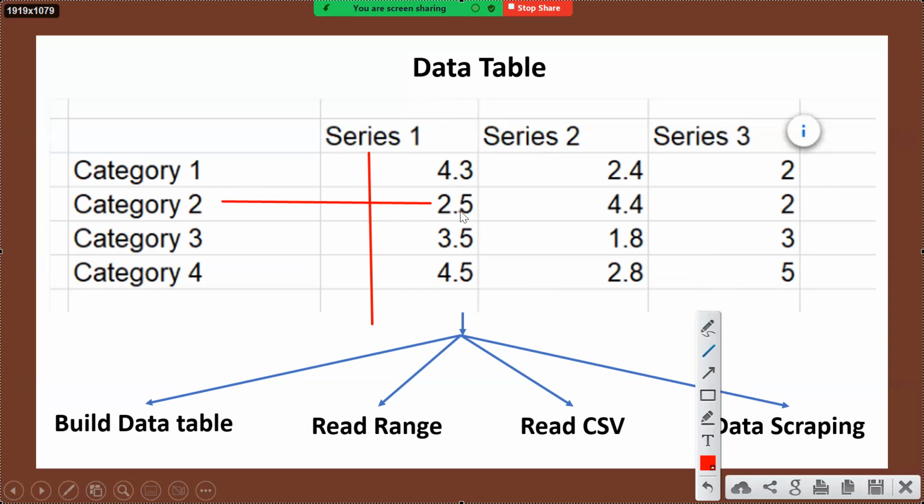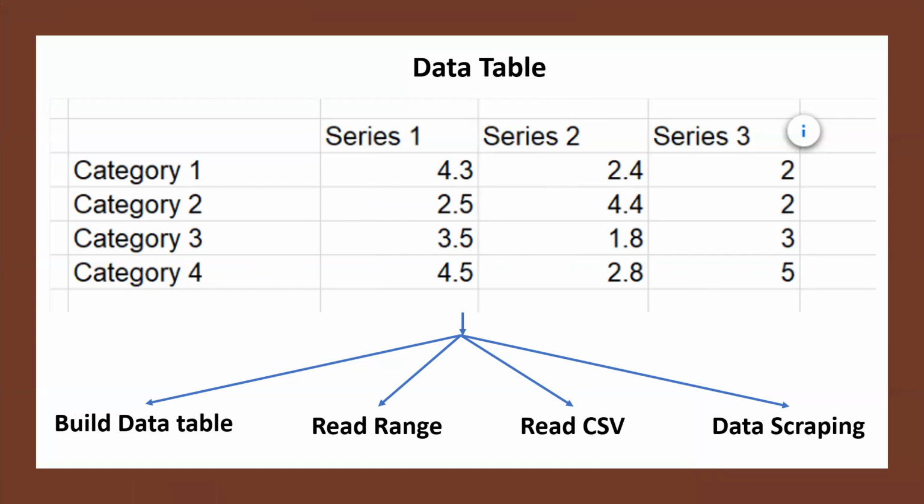This cell is holding which value? 2.5. So I'm going to get a 2.5 value. Similarly, if you want to get some additional different values, this is the way you can get it, by calling the column index and the row index. See, this is my column name and the row name. I'm getting the values. This is the way you can get the values from the data table.